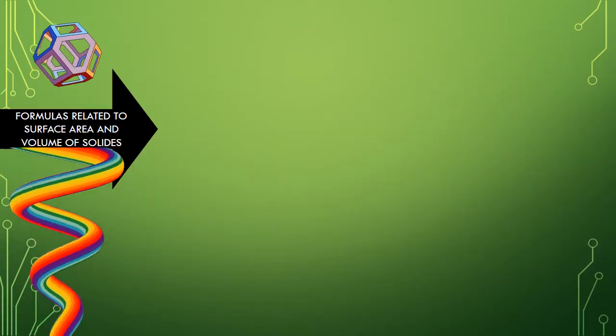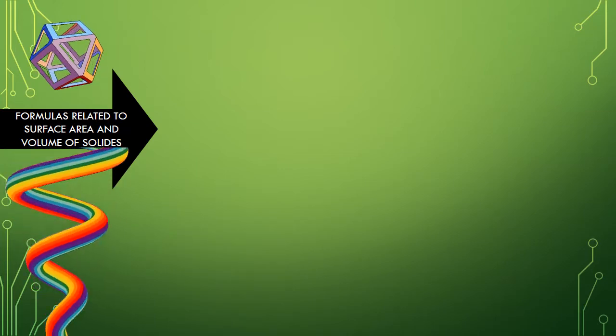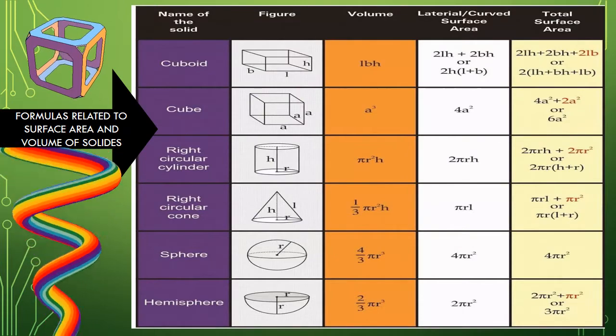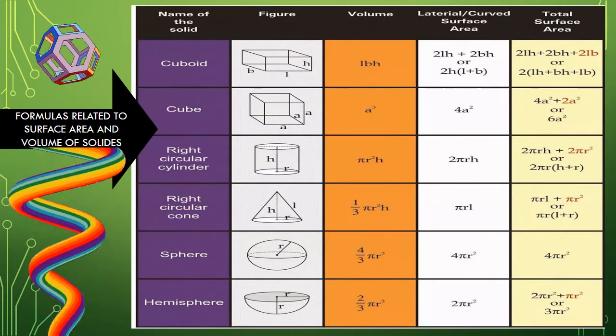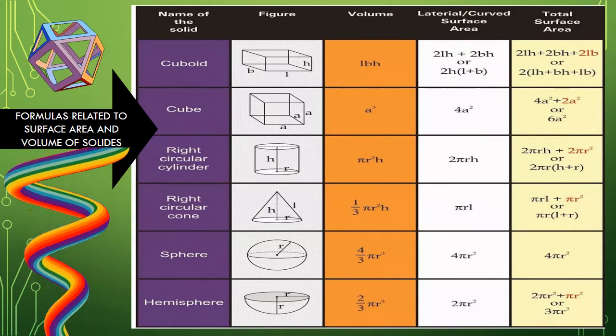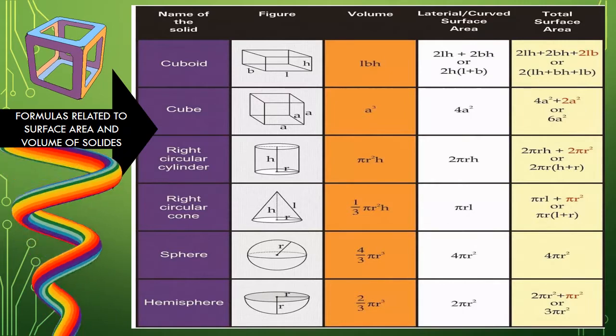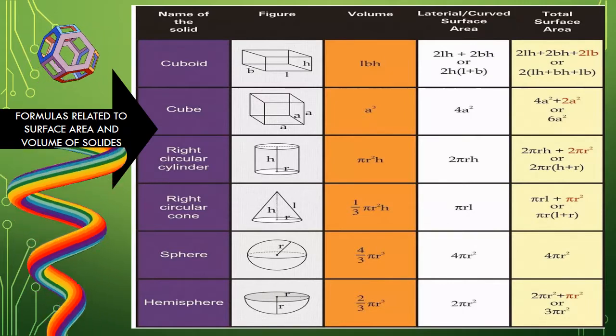First of all, we will recall all the formulas related to surface area and volume of solids. Here you can observe that we have a total of 6 solids, that is cube, cuboid, cylinder, right circular cone, sphere and hemisphere, which you did in class 9th as well. Here we'll talk about their volume, lateral or curved surface area and the total surface area.